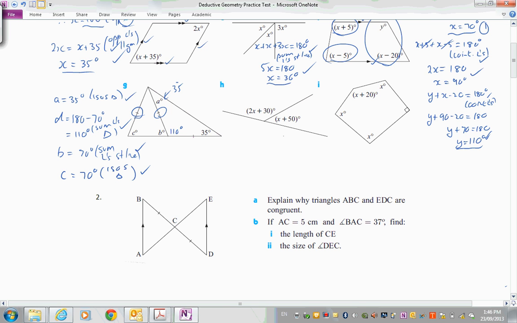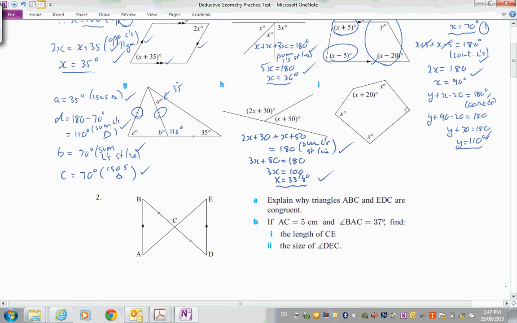Another smaller one here, 2x plus 30 plus x plus 50 must equal 180. Sum of angles on a straight line. So 3x plus 80 equals 180, collecting up the x terms. 3x equals 100, and therefore x equals 33 1/3 degrees. Bit of an unusual number there. So there's one for that and one for simplifying. You lose one if you don't have a reason.